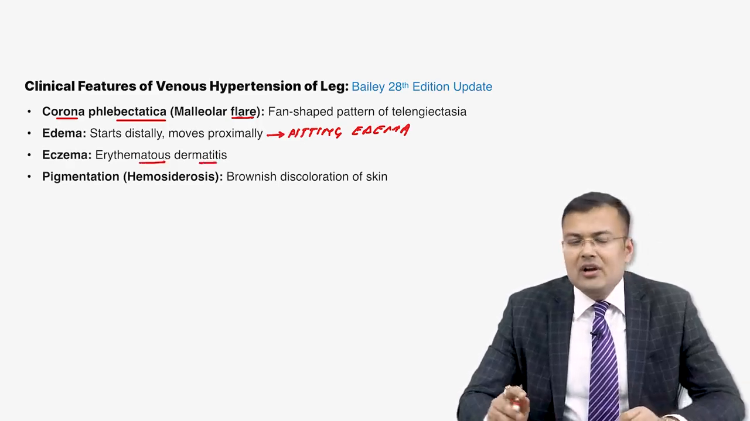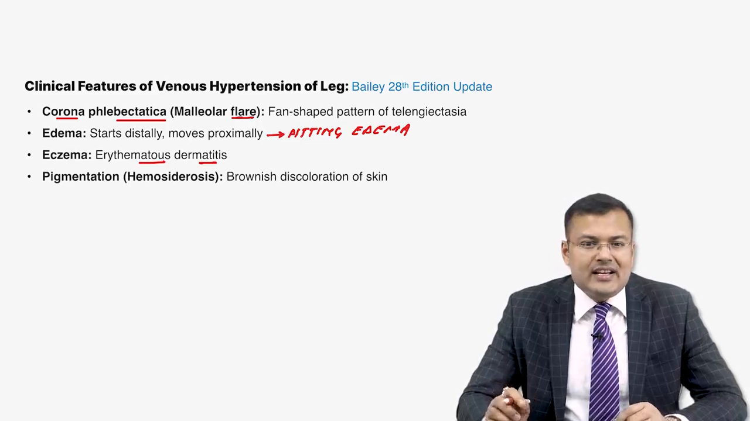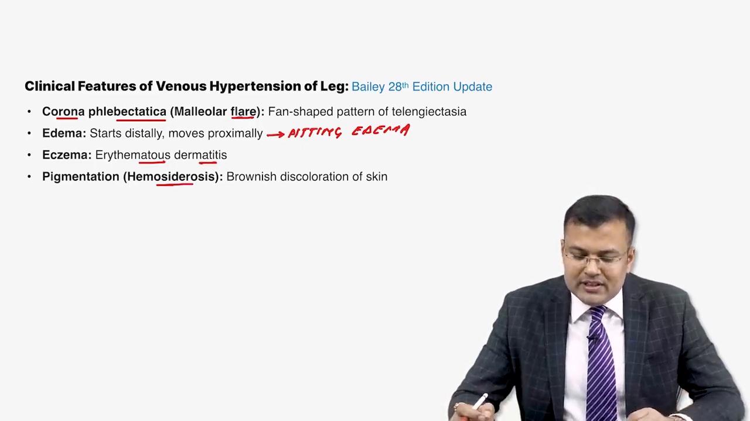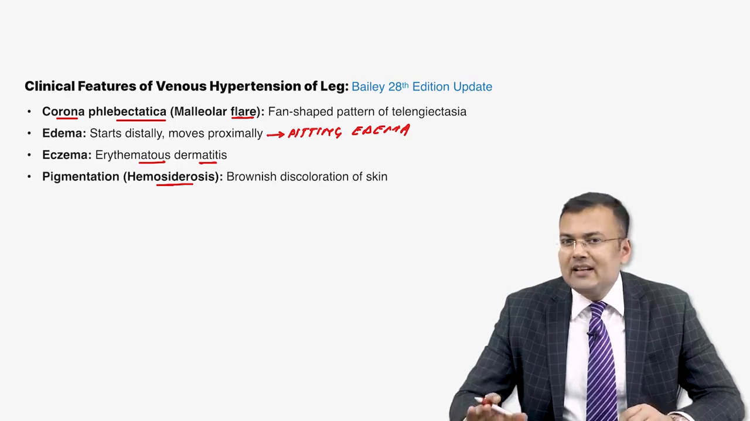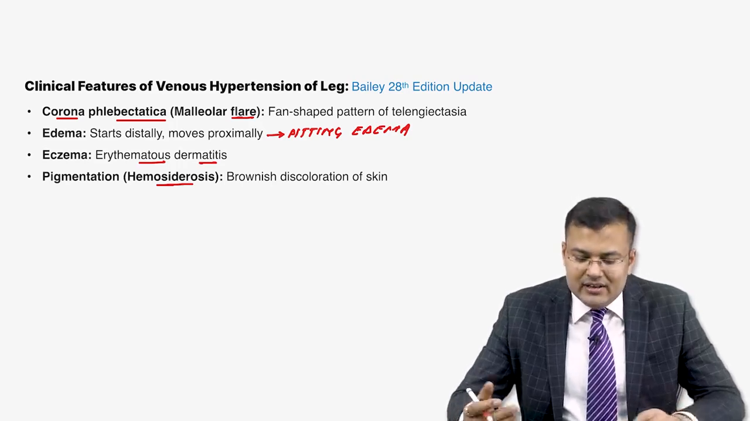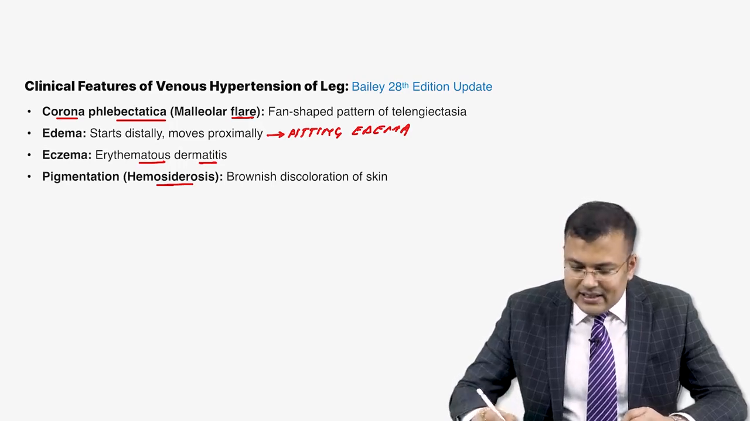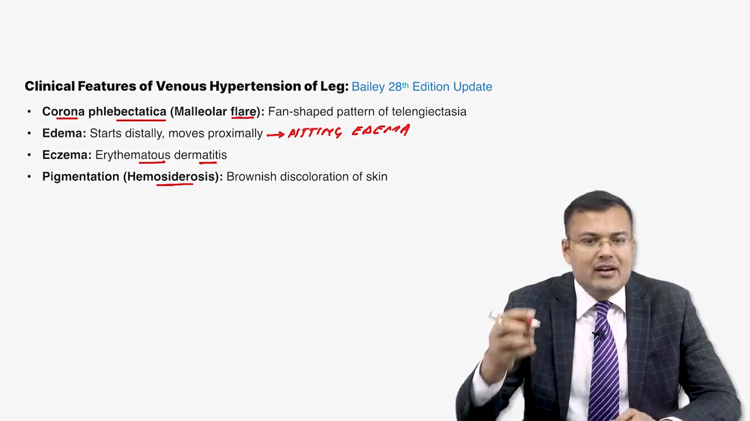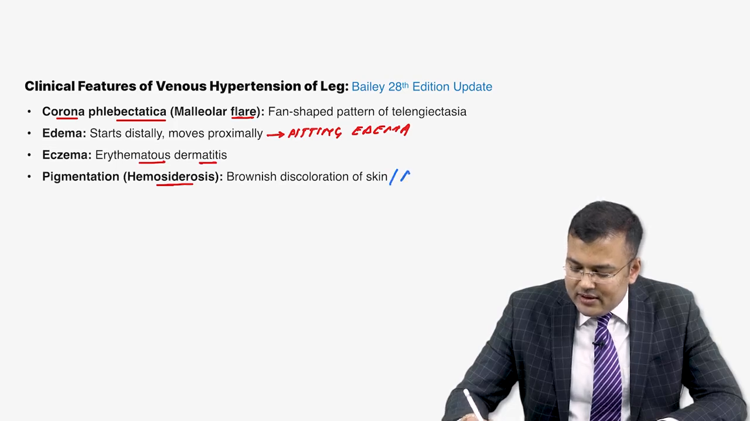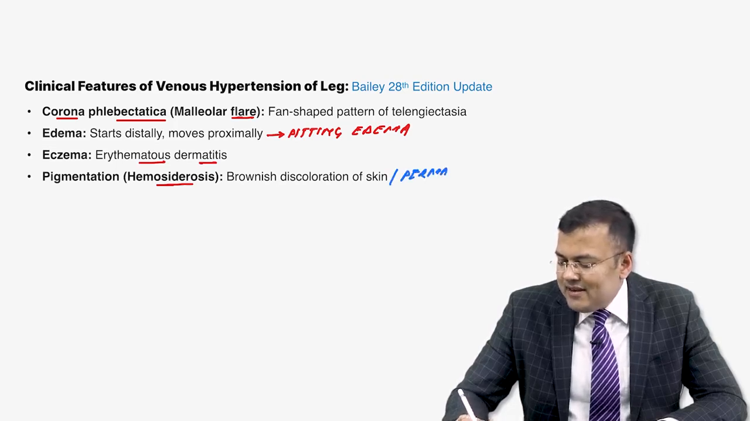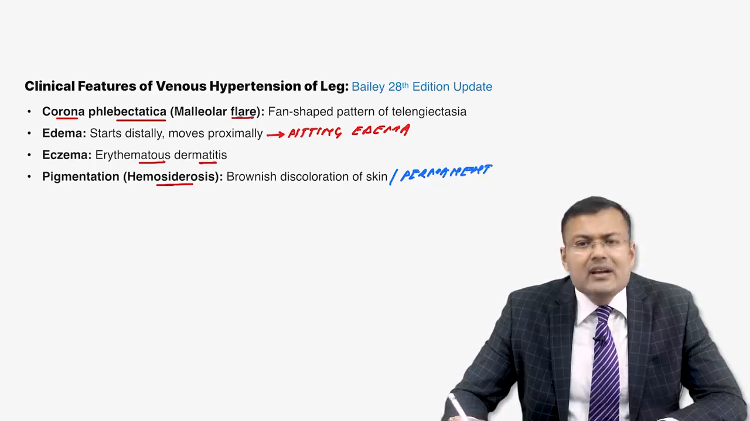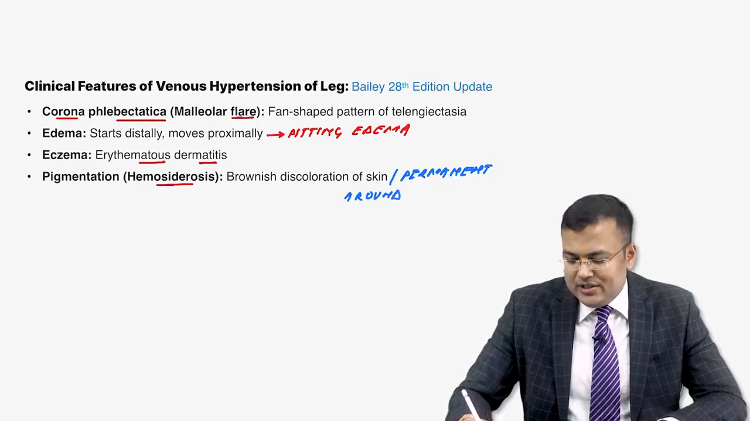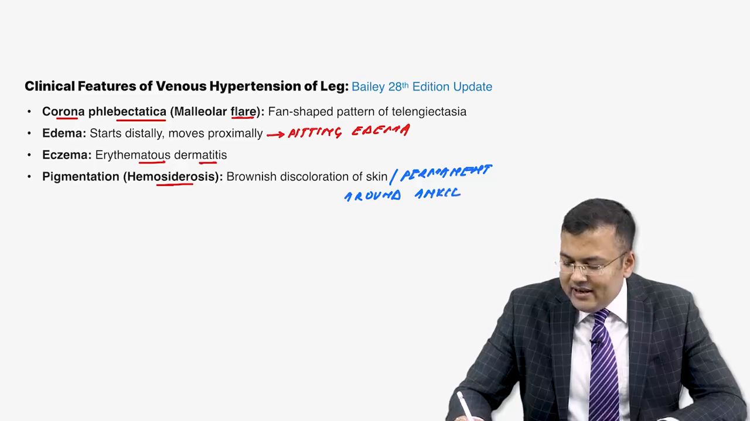There is pigmentation. What is the color? Brownish discoloration is there. That is deposition of hemosiderin, and that's why it is also known as hemosiderosis. So brownish discoloration of skin because of deposition of hemosiderin. This is hemosiderosis, and let me tell you guys, it is permanent. Where exactly are you going to find this kind of discoloration? Around the ankle. You have seen in patients, it is located around the ankle joint.